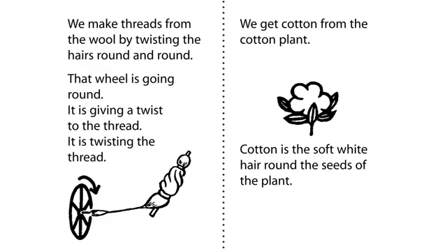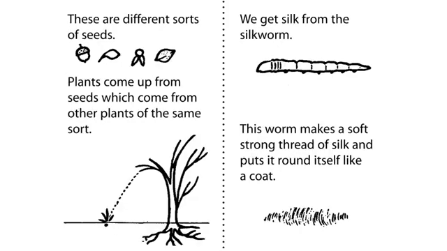We get cotton from the cotton plant. Cotton is a soft white hair round the seeds of the plant. These are different sorts of seeds. Plants come up from seeds which come from other plants of the same sort. We get silk from the silkworm. This worm makes a soft, strong thread of silk and puts it round itself like a coat.